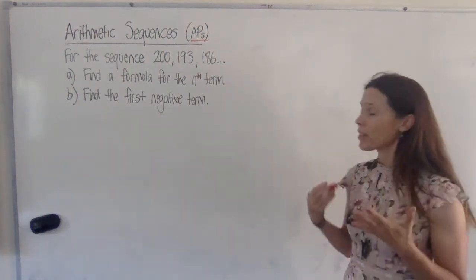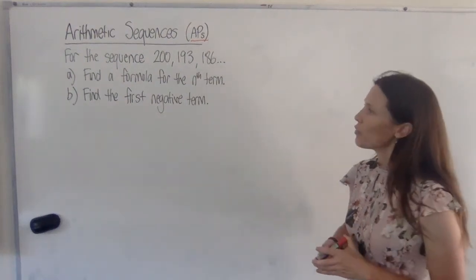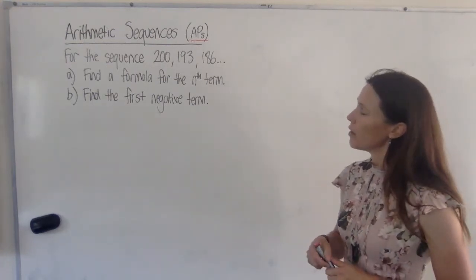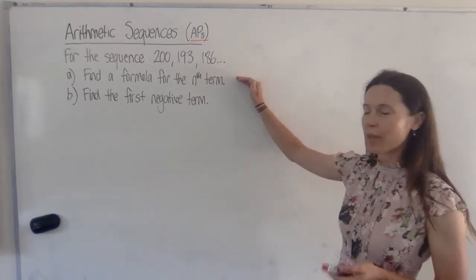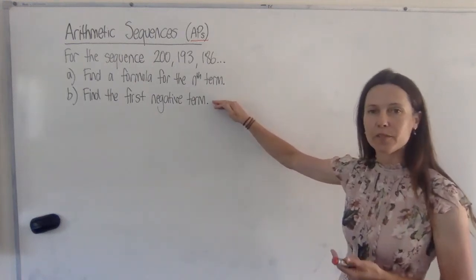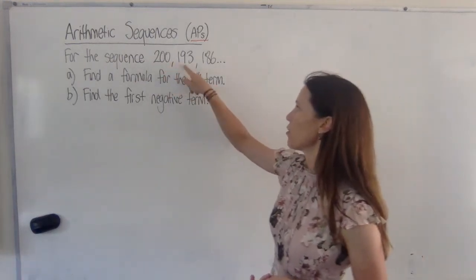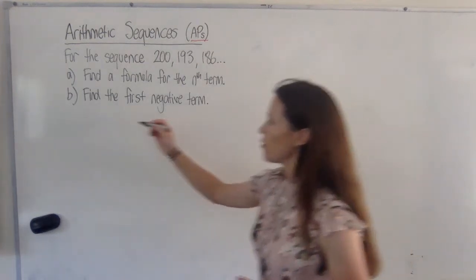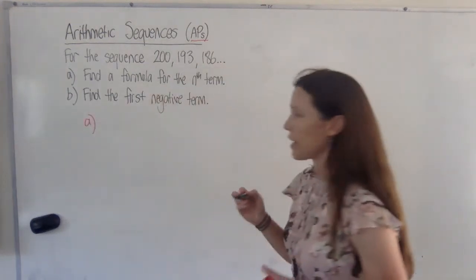Now let's practice solving some problems with those skills. For this sequence 200, 193, 186, find a formula for the nth term and find the first negative term. Now clearly these terms are starting off positive but they're getting smaller, so at some point they're going to go past the zero. So for part A, find a formula for the nth term.